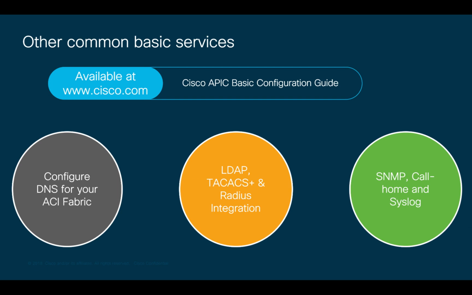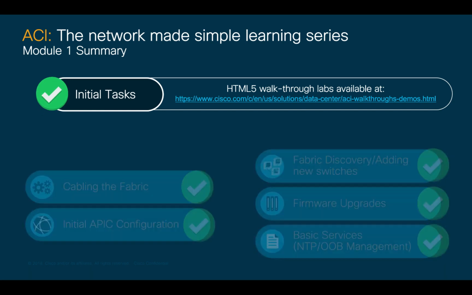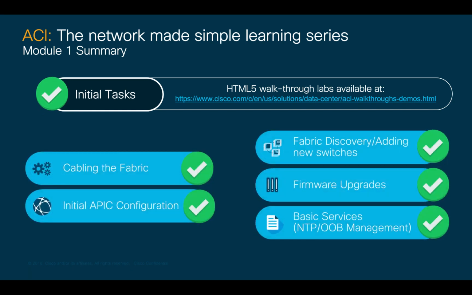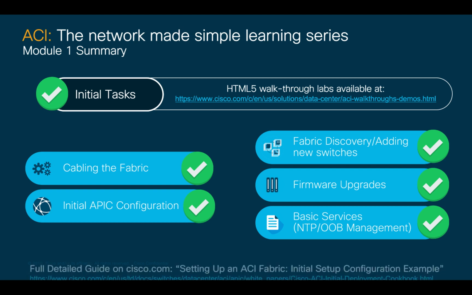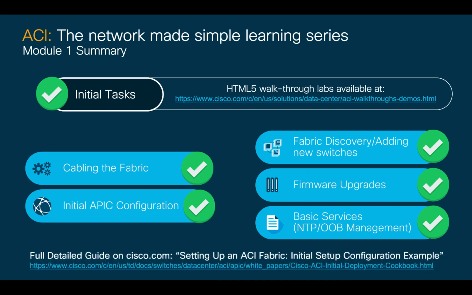There are other basic services you may want to configure initially, which won't be covered in this module, but that are simple enough to follow through Cisco.com documentation. Congratulations! This is the end of Module 1. Feel free to recap everything you learned by using our HTML5 walkthrough labs or see the full detailed ACI initial setup guide on Cisco.com.